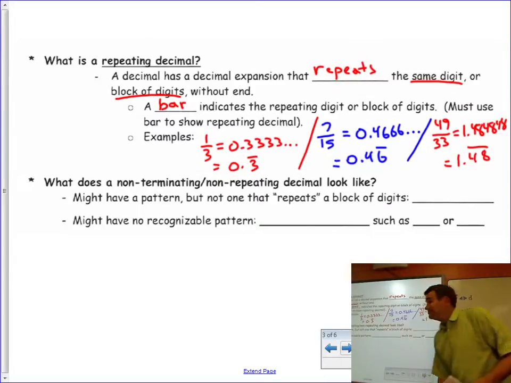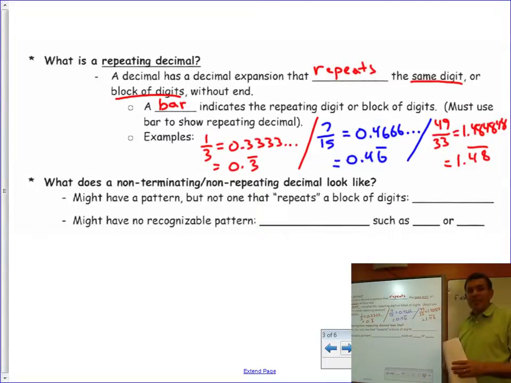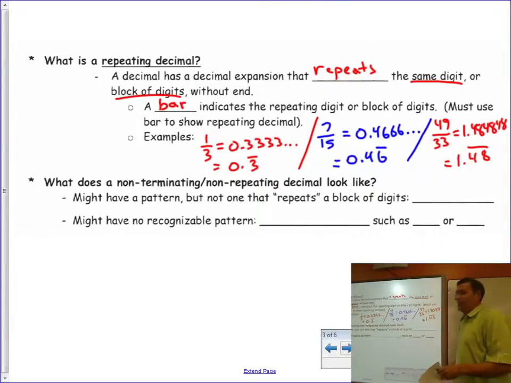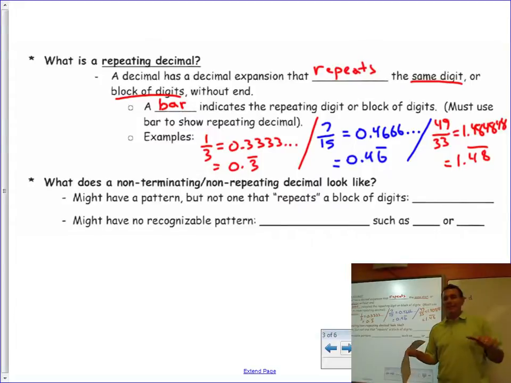All right, last up we have the third type of decimal, the non-terminating, non-repeating decimal. What does that look like? You know, there are about 3 types that we'll talk about in this class. There are those that have a pattern, but not a repeating pattern. It might look like this.